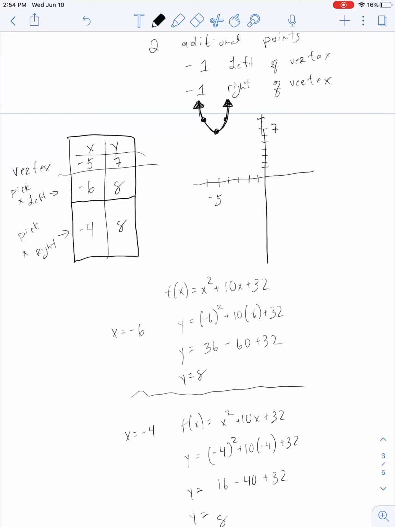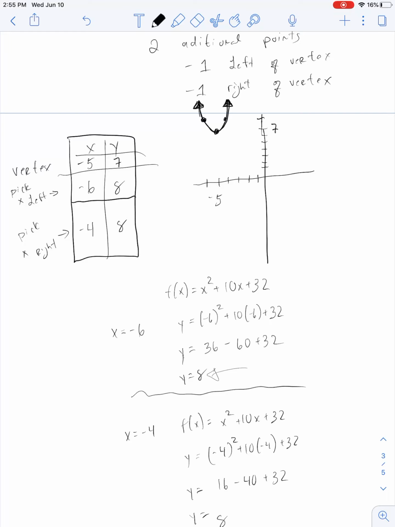If you see that these numbers are not nice, pick a different x value. Remember, we can pick anything to the left and anything to the right. So if you get a fraction, a decimal, too big of a number, just pick something different. So that is how you should work the rest of these problems here.